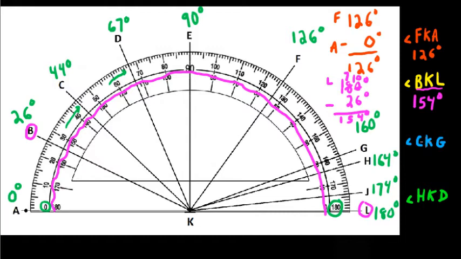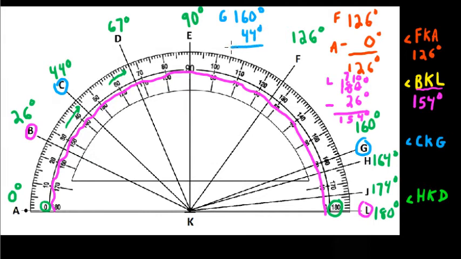Cool. Now we have angle CKG. Let's find C. Here's C, and we're going to K, and then going back up to G, which is right here. G is bigger, so we'll start with G, and I'll just do the work right here. G is 160 degrees. C is 44 degrees.